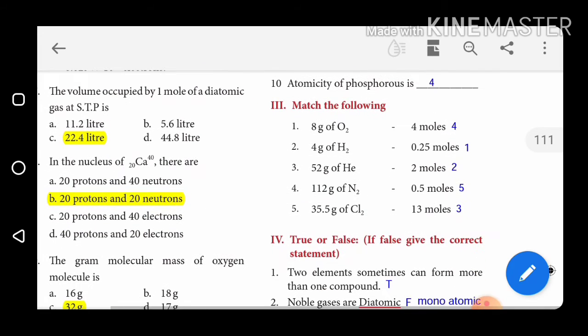Next, match the following. First one, 8 gram of oxygen, that is O2, 0.25 moles. Second, 4 gram of H2, that is hydrogen, 2 moles. Then third one, 52 gram of He, that is helium, 13 moles. Then fourth one, 112 gram of nitrogen, that is N2, 4 moles. Fifth one, 35.5 gram of Cl2, that is chlorine, 0.5 moles.